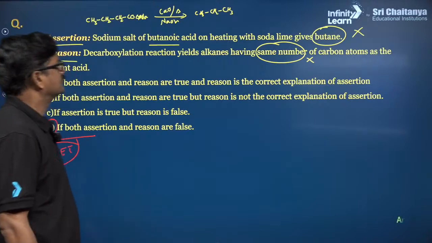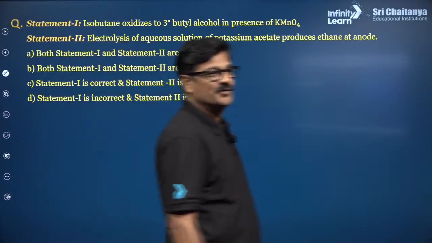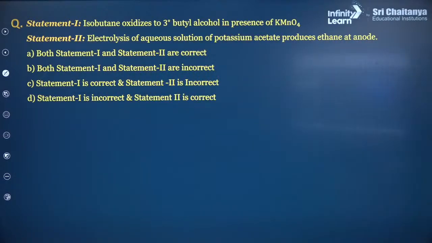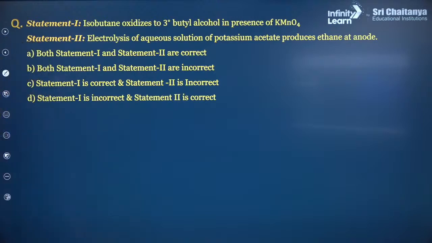Next. Now again a statement 1, statement 2 question. Who will answer this question? Isobutane oxidizes to tertiary butyl alcohol in the presence of KMnO4. Electrolysis of aqueous solution of potassium acetate produces ethane. So, isobutane oxidizes to tertiary butyl alcohol. How? What is isobutane?